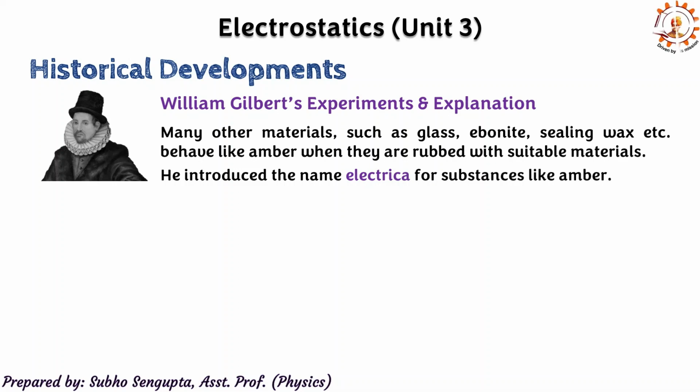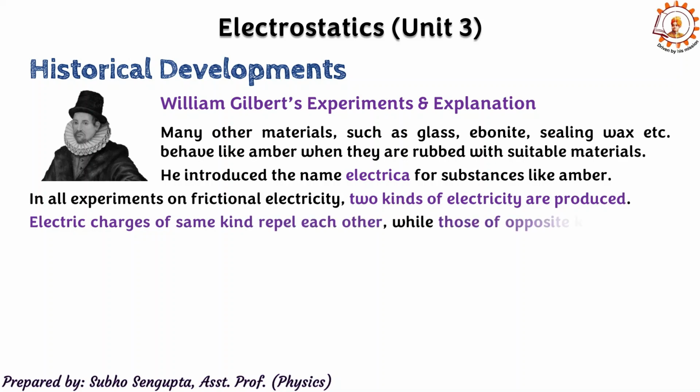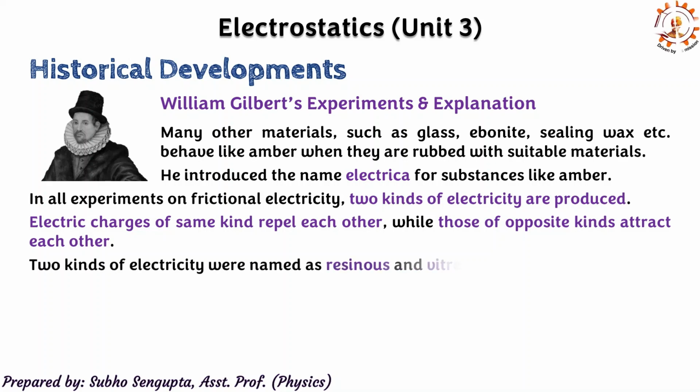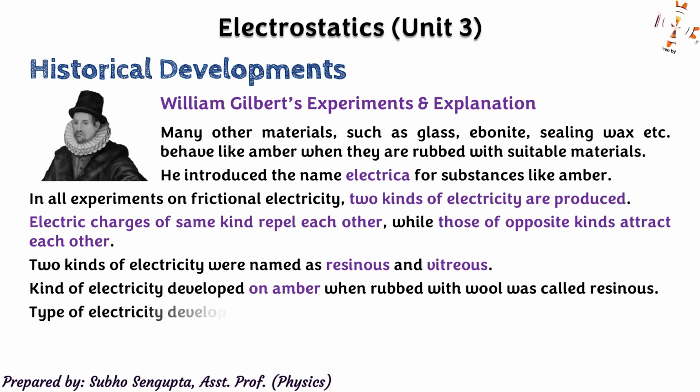In his book, he also stated that 2 kinds of electricity are produced in all experiments of frictional electricity. He stated that electric charges of the same kind repel each other, while those of opposite kinds attract each other. He named the 2 kinds of electricity as resinous and vitreous. According to him, the kind of electricity developed on amber, when rubbed with wool, was called resinous. This name was probably given due to the fact that amber is a resin. And the kind of electricity developed on wool was called vitreous.